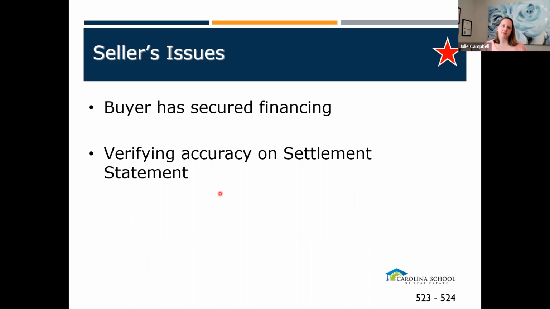The other thing that the seller cares about is making sure their numbers are accurate, making sure their numbers are right on the settlement statement. Hopefully, and in most cases, your seller is going to get money after closing. And as their listing agent, we need to help them verify that that money is right. And that's pointing us in the direction of the closing disclosure. So we'll talk a little bit more about that.